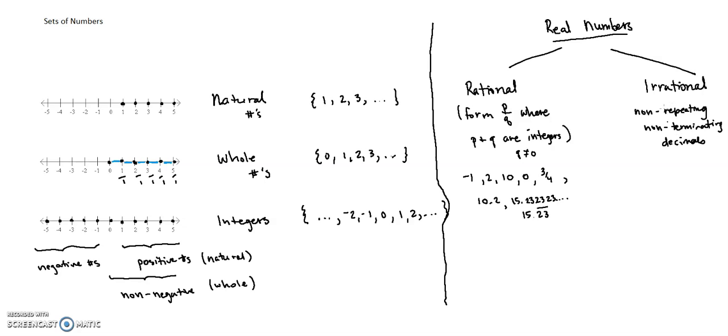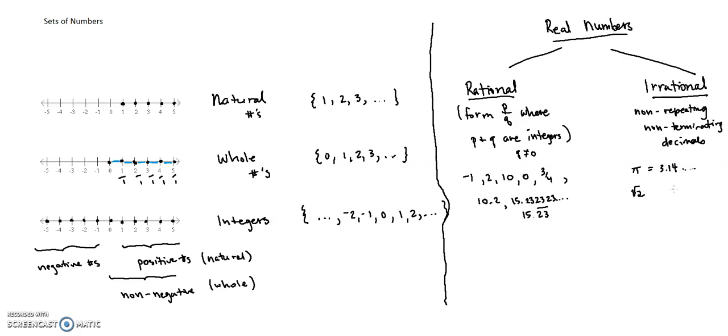Okay, so anything in this category, if you try to write it as a decimal, it's going to be a non-repeating, non-terminating decimal. So it's going to go on forever without any sort of pattern. So pi is one example that you're probably familiar with. We usually write it as 3.14, but really it goes on forever and it doesn't repeat.